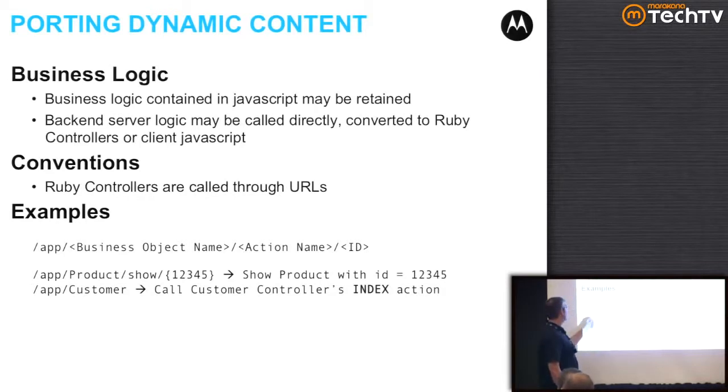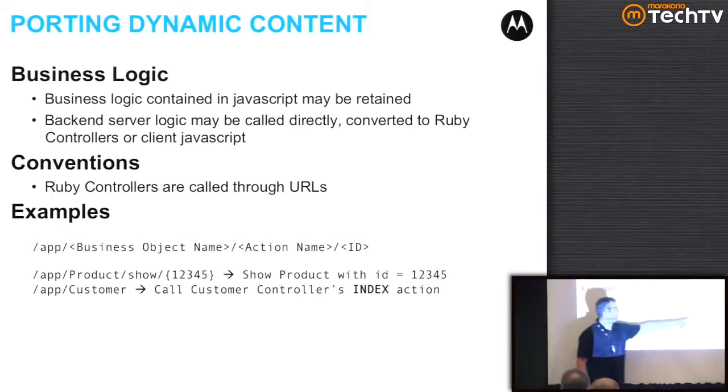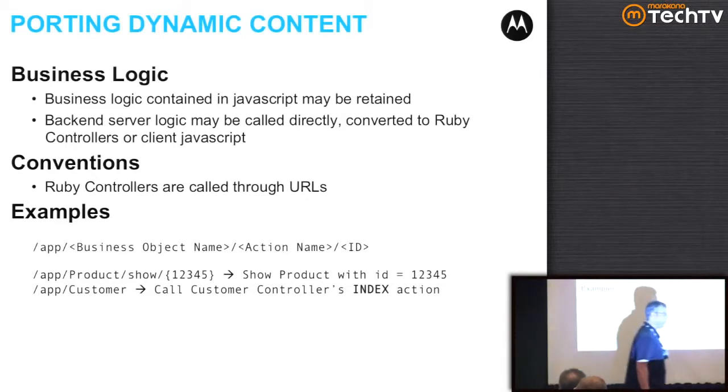So here's another example where the URL is just app and customer. There are conventions that we adhere to. If you just specify the business object name or the model name, you will call the customer controller, and you will call that index action. Index is the default if you don't specify an action. This is also an example where you don't have to specify an ID. Specifying an ID will pass that parameter to that method, but you don't have to use it. You don't have to specify it.